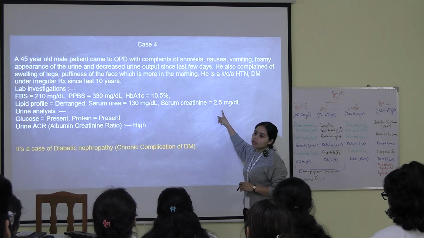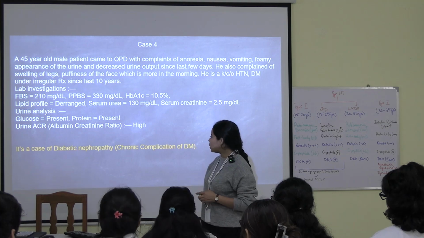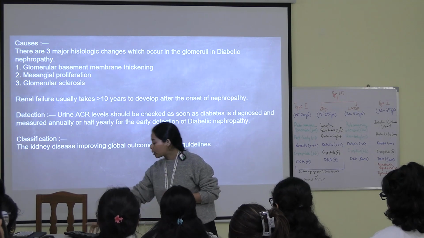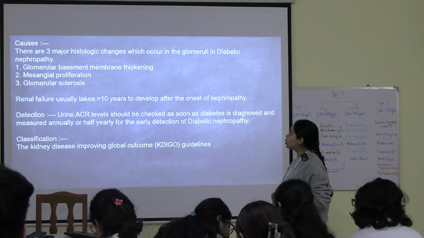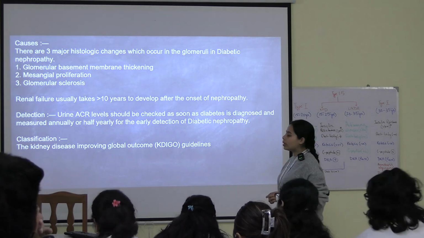Creatinine is more than normal range. Okay, so it's a case of diabetic nephropathy, which is also a chronic complication of DM. Now the causes are, there are three major histological changes which occur in the glomeruli in diabetic nephropathy.